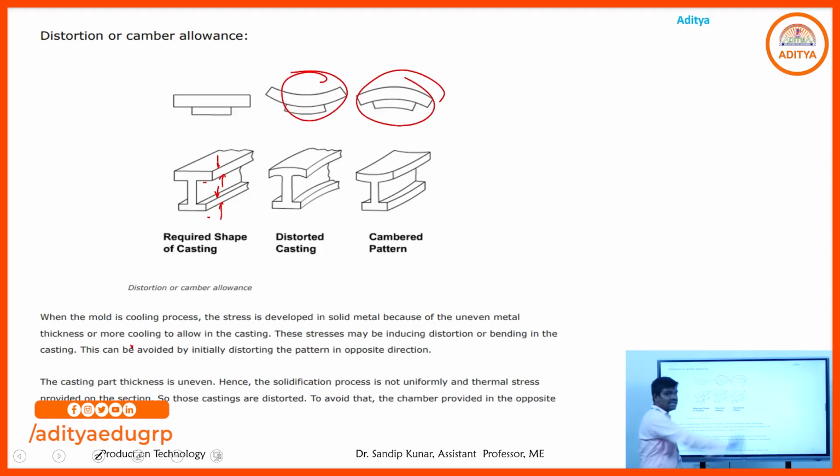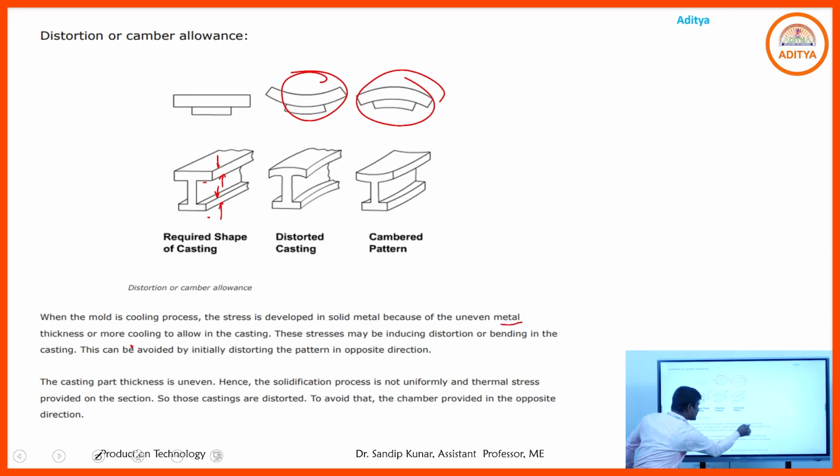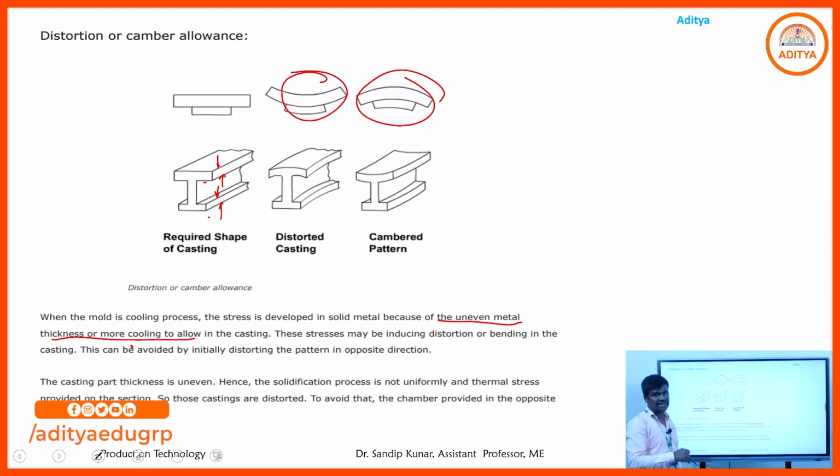That type of curve shape will be generated. Due to uneven metal thickness and more cooling in the casting, stress may be induced, causing distortion and bending in that particular portion. Due to non-uniform heat removal from the particular section and uneven metal thickness, stress will be generated in different portions of the component, and in that portion bending takes place.